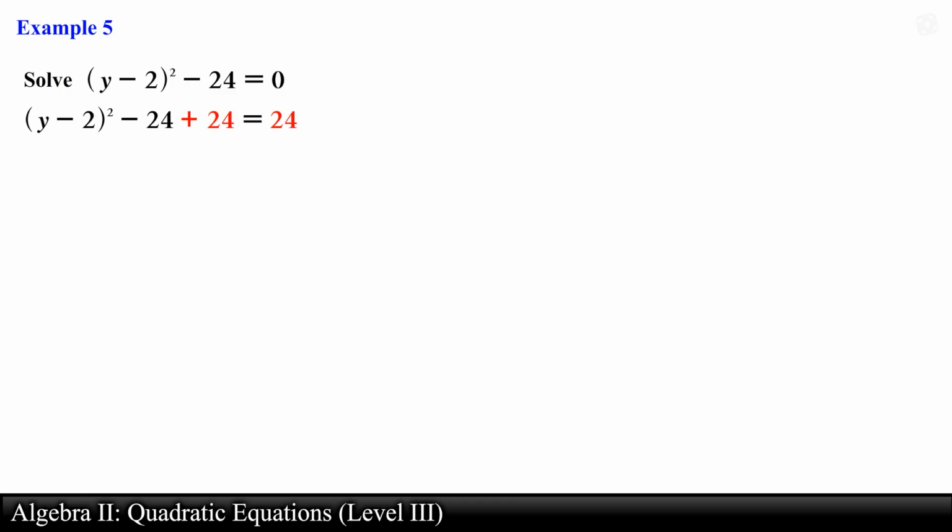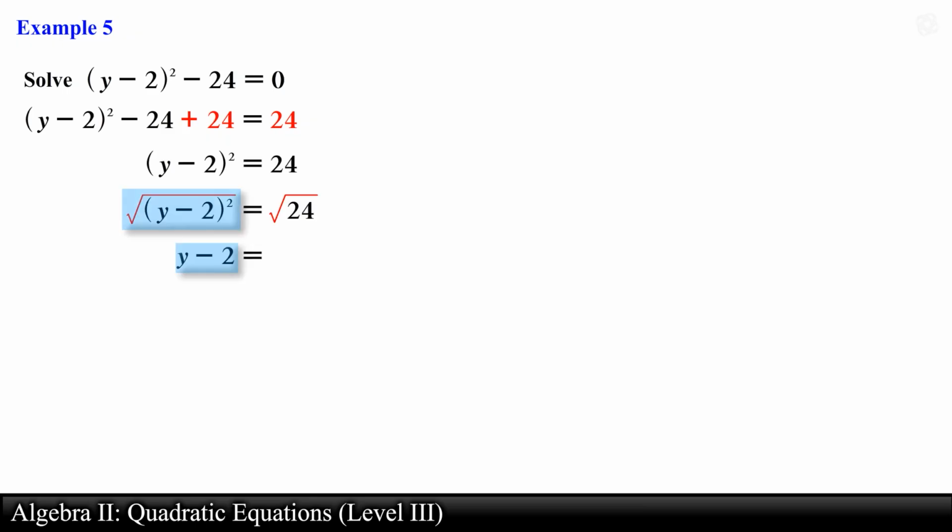Alright, let's try the next example. Solve the equation the quantity y minus 2 squared minus 24 equals 0. This problem is already in standard form, so we add 24 to both sides of the equation. Next, we take the square root of both sides as follows. The left-hand side simplifies to y minus 2, and the right-hand side simplifies to positive negative 2 root 6.